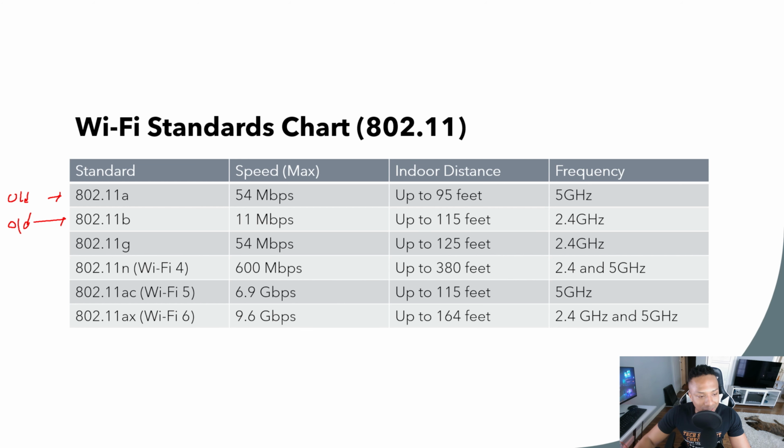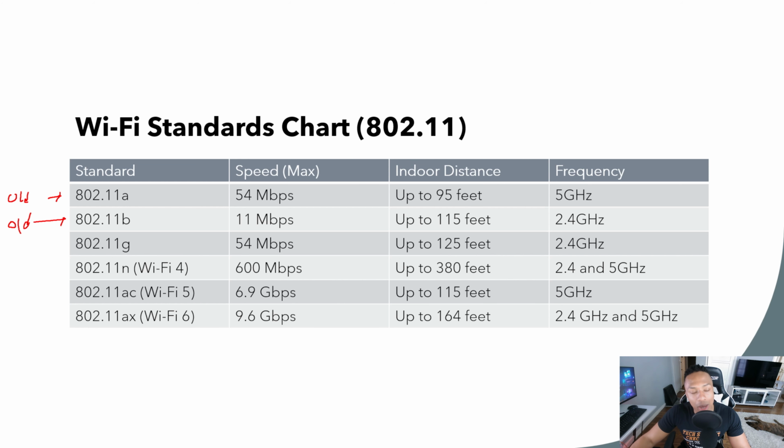So 802.11a, it's the oldest one. The speed max for that is 54 megabits per second, and it could go up to 95 feet. And it uses the 5 gigahertz frequency. Around that time, they did come out with 802.11b, which is 11 megabits per second.